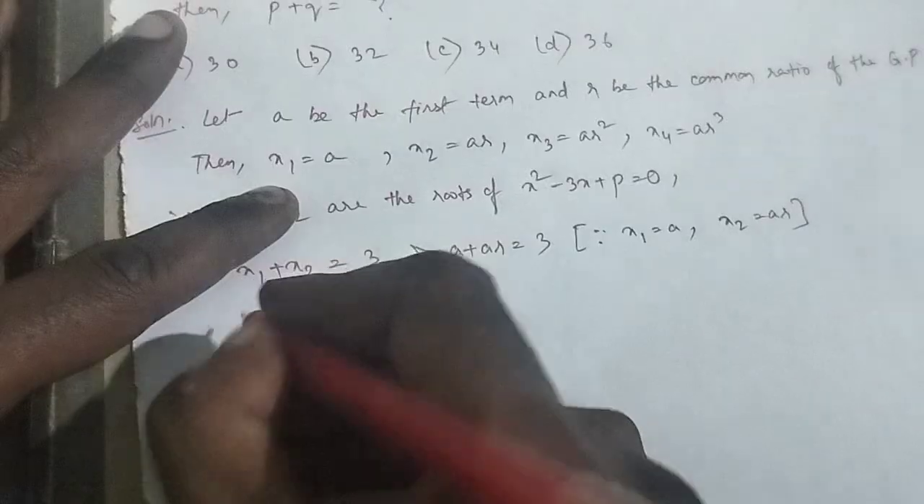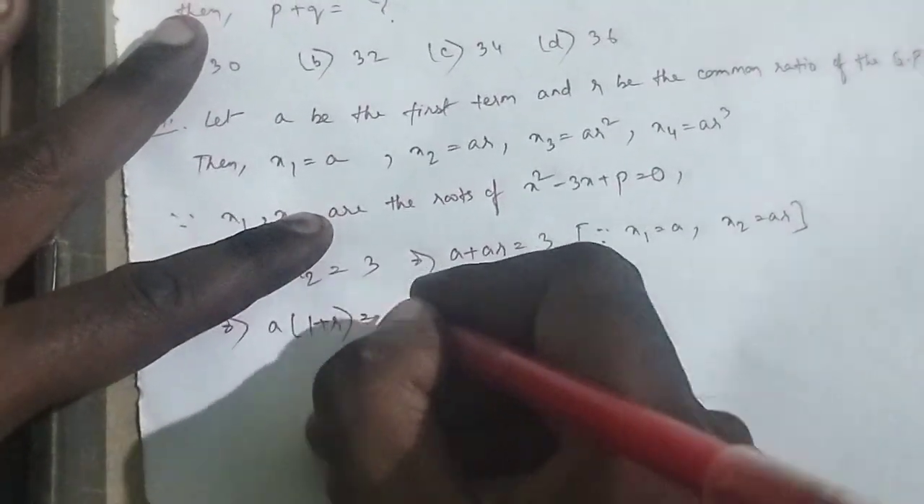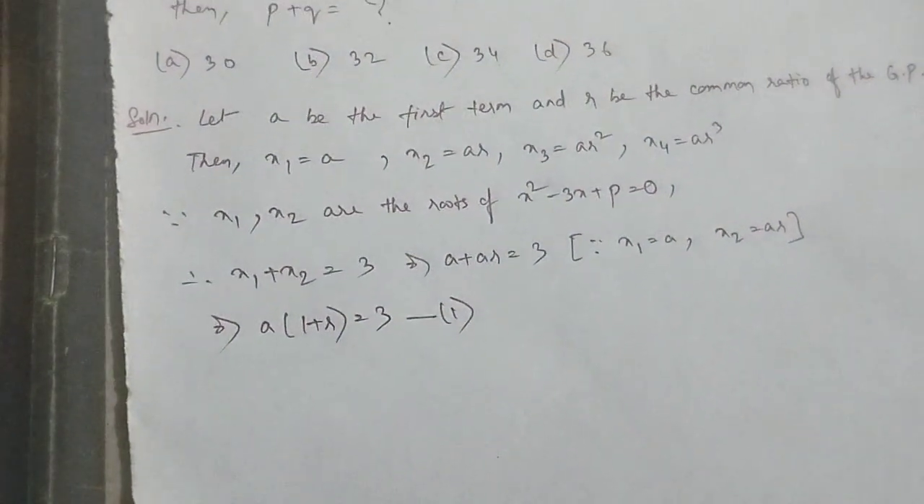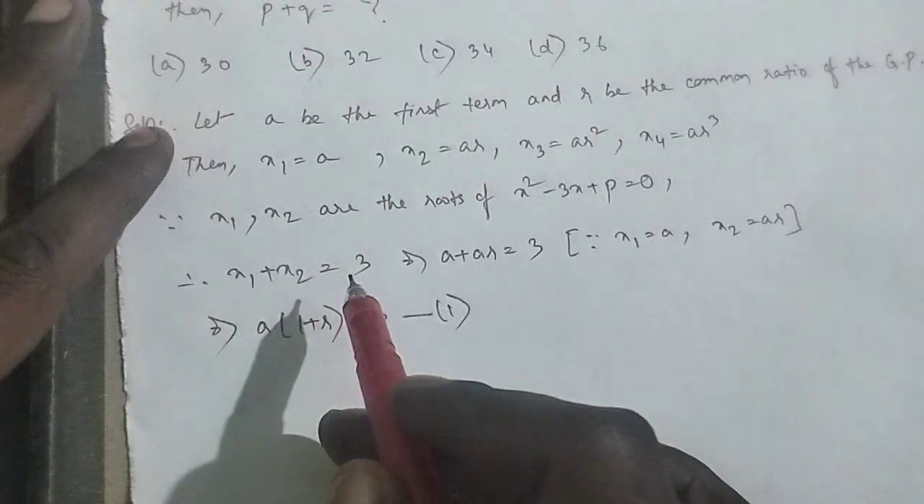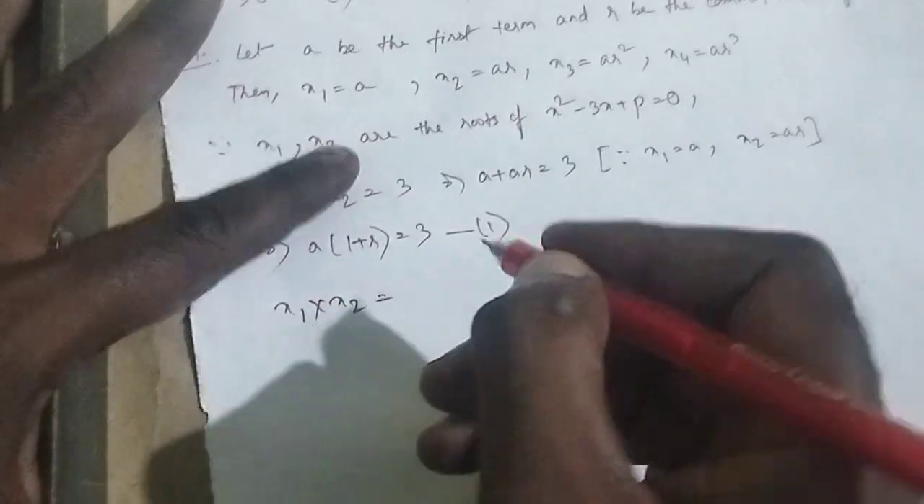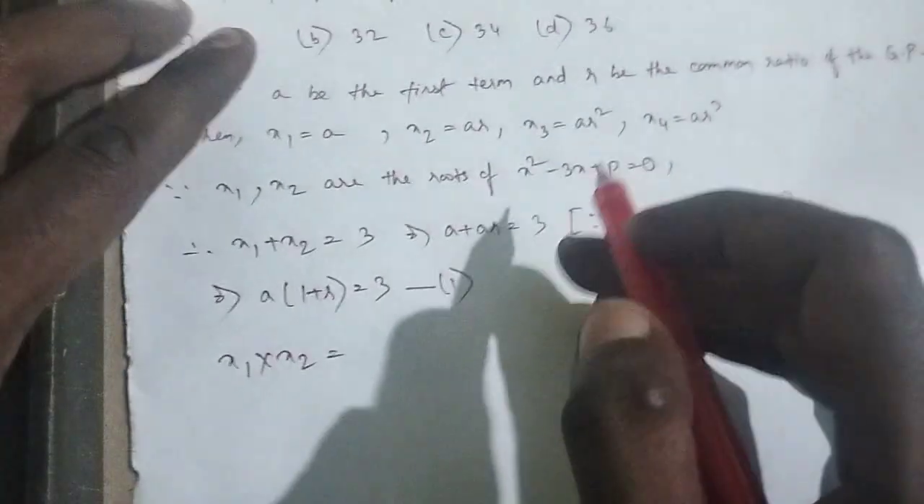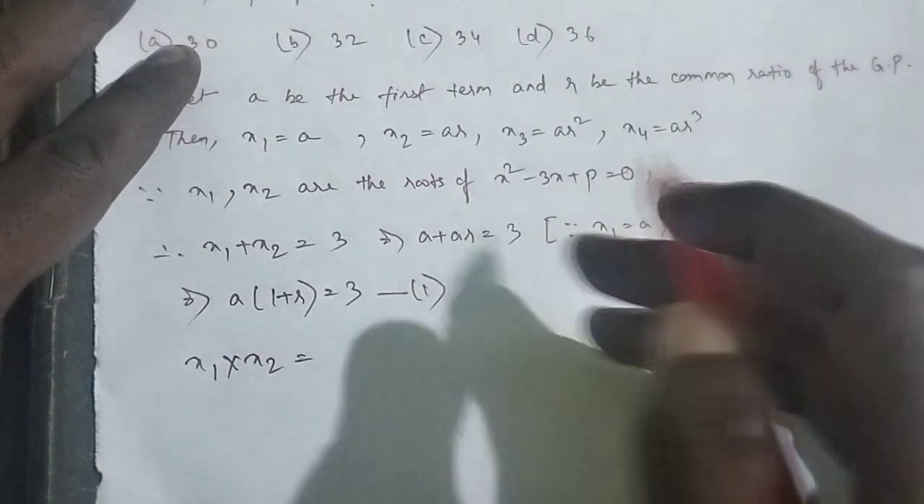So what will be the equation? A into 1 plus R is equal to 3. Name it as equation 1. Okay. This is the sum of the roots. What will be the product of roots? So x1 into x2 will be c by a, that means p by 1, that is p. This is the equation, so it is p.